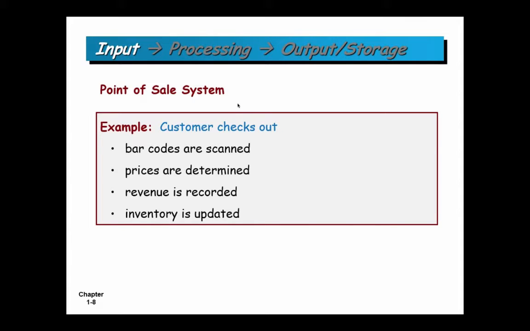It records revenues. So for your cash management system, you can see real time where you are in cash. And it updates inventory. So it decrements one from what you have on hand. If you have a just-in-time system, it can automatically trigger a reorder if you reach a threshold point. So a point of sale system is a very powerful input device that results in a lot of things happening in real time.